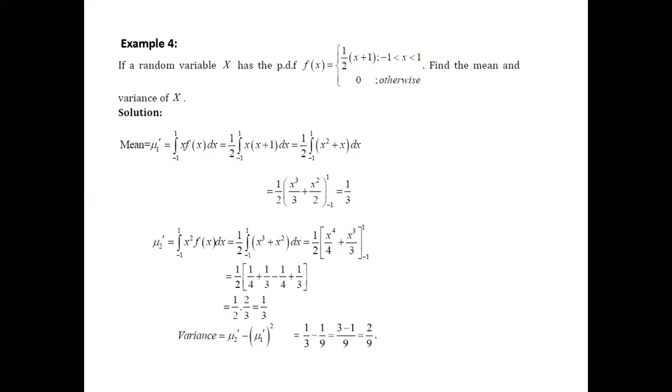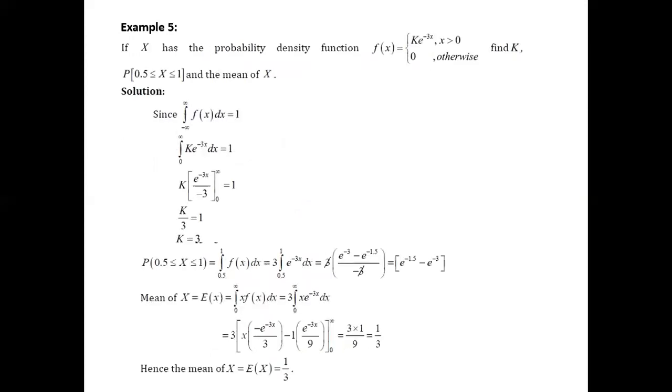Now to find the variance, the formula is the expectation of x squared minus the square of the expectation of x. In other words, the expectation of x squared minus mu squared. The expectation of x squared I got as 1 by 3, and mu I got as 1 by 3. So 1 by 3 minus 1 by 9 is 2 by 9, which is the answer for the variance of the random variable.